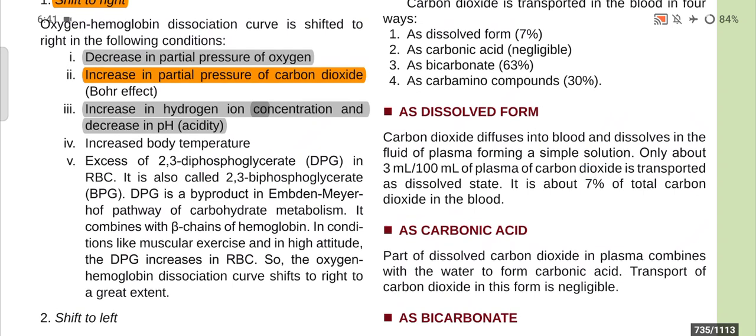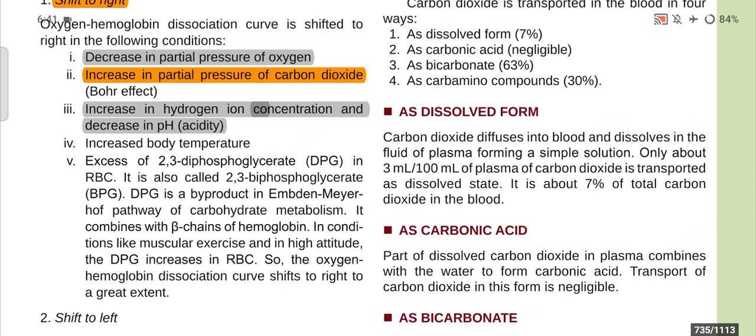Number 4, increase in body temperature, and number 5, excess of 2,3-diphosphoglycerate or DPG in RBC. It is also called 2,3-biphosphoglycerate, BPG. DPG is a byproduct of the Embden-Meyerhof pathway of carbohydrate metabolism, and it combines with beta chains of hemoglobin. In conditions like muscular exercise and in high altitude, the DPG increases in RBC, so the oxygen hemoglobin dissociation curve shifts to the right to a great extent.